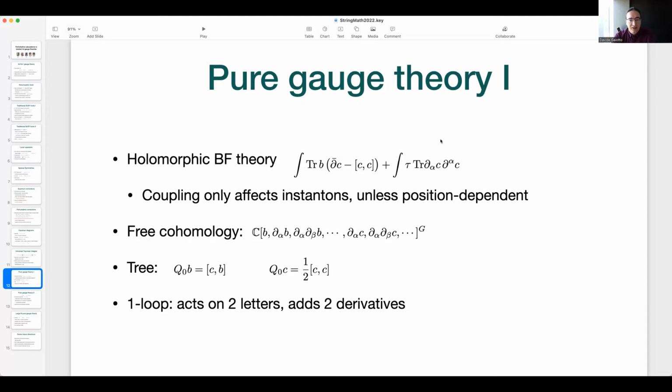If you look at the free theory, the space of local operators essentially consists of G-invariant polynomials in B, derivatives of B, and derivatives of C. There is a differential, essentially a Chevalley differential, which maps every field to a gauge transformation with parameter C, plus some extra corrections proportional to derivatives of C. At one loop, you get a correction which acts on two letters at a time and adds two derivatives, and so on and so forth.